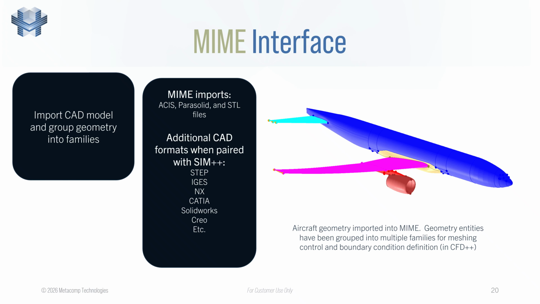MIME can import fully enclosed geometries, which are sometimes referred to as watertight geometries, in ANSYS, Parasolid, and STL file formats. When used with Metacomp's Sim++ product, additional common CAD formats such as STEP, IGES, NX, CATIA, or SolidWorks can also be imported.